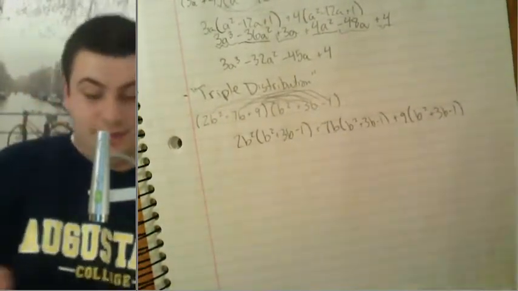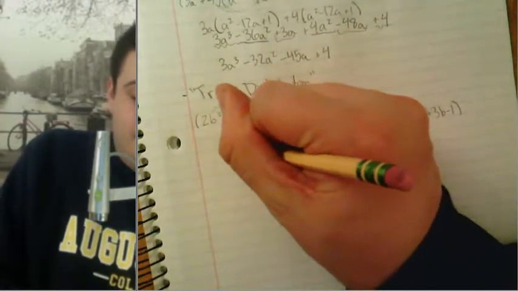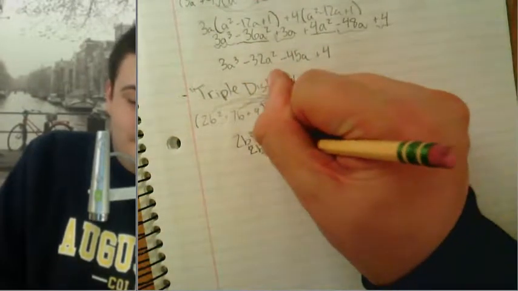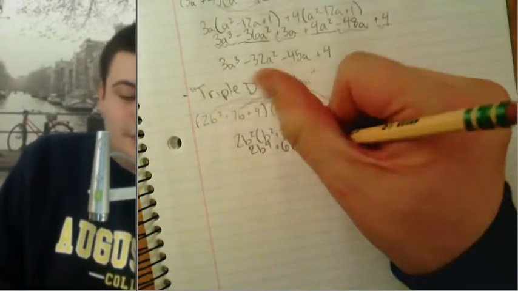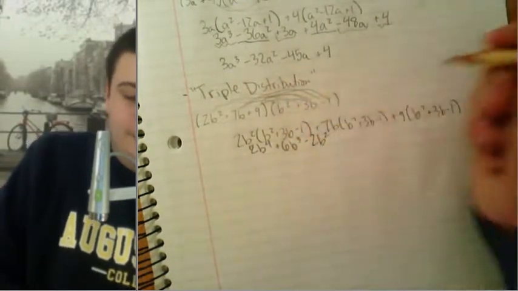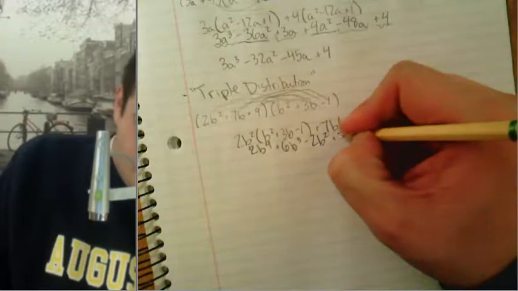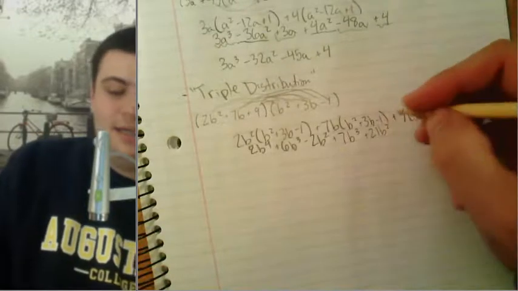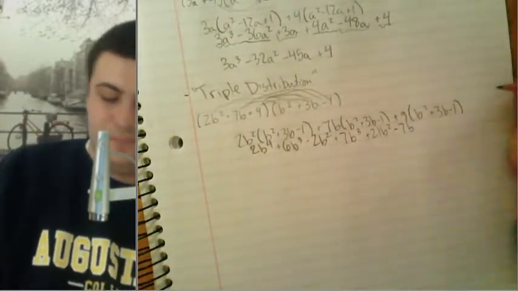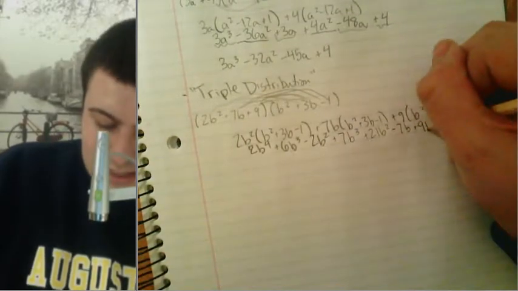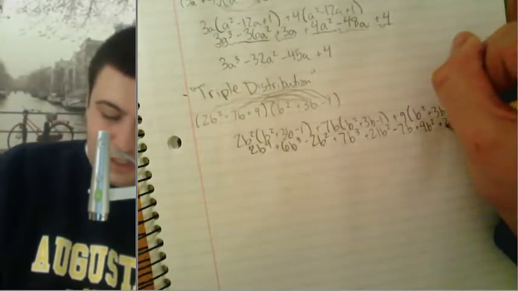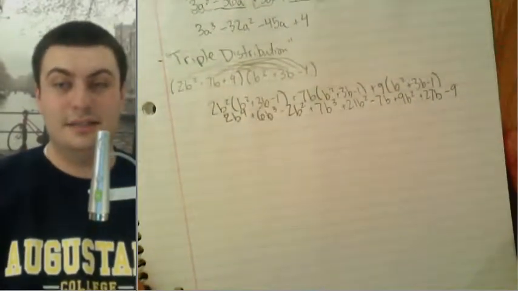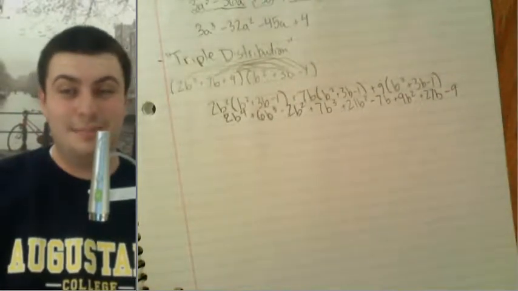We go to distribute. 2b squared times b squared, 2b to the fourth. 2b squared times 3b, plus 6b cubed. 2b squared times negative 1, minus 2b squared. 7b times b squared, plus 7b cubed. 7b times 3b, plus 21b squared. 7b times negative 1, minus 7b. 9 times b squared, plus 9b squared. 9 times 3b, plus 27b. 9 times negative 1, minus 9. Alright, so we have these 9 terms that we need to do our best at combining like terms.